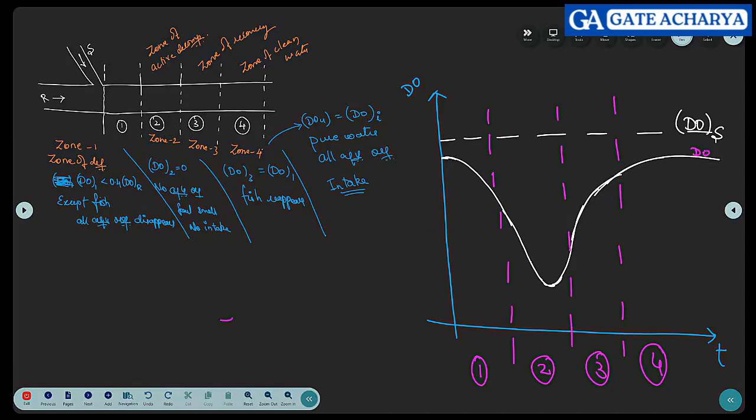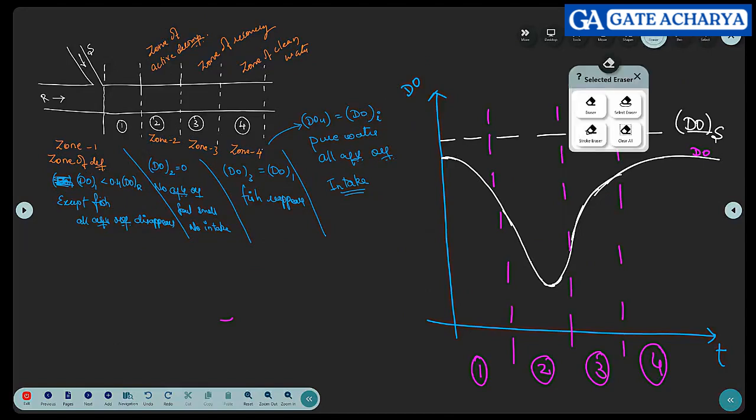Okay, you can see here, initially it was a maximum value. Because of dilution, the DO reduces to 40%, then it dips down, almost equal to 0. Then in the recovery, it reaches the pure form of water. Okay, this is the DO curve. So let us fit both the curves. It is called the oxygen sag curve.